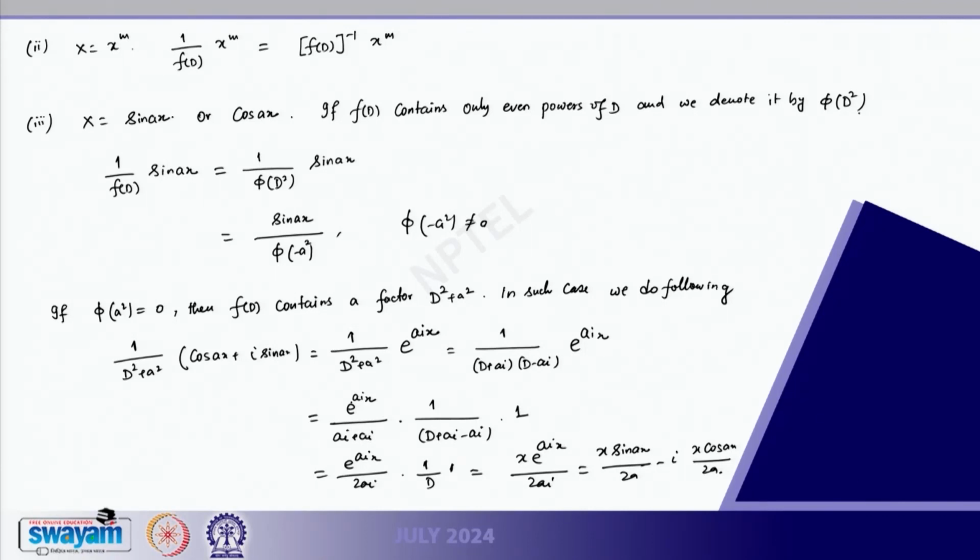Third type is that it can be sin x or cos x. If it is sin x, then the basic working principle is to replace D square by minus a square, and that will be your particular integral. Same goes with cos also. If phi of minus a square is becoming 0, that means D square plus a square is a factor, and therefore we factor it out like phi 1 of D square into 1 by D square plus a square. In phi 1 of D square you can substitute minus a square, and for the remaining 1 by D square plus a square, you take help of this formula, and that will give us the required particular integral when D square equals minus a square, that is, when D square plus a square is a factor.